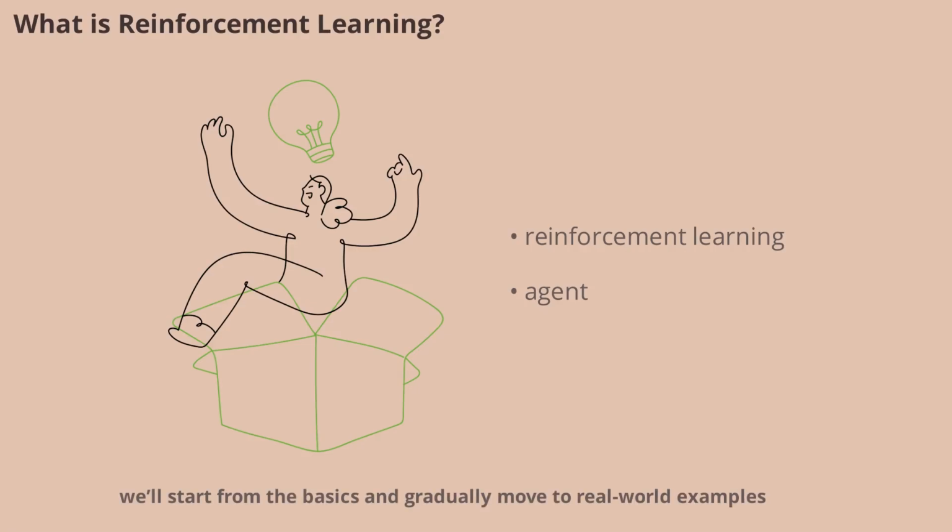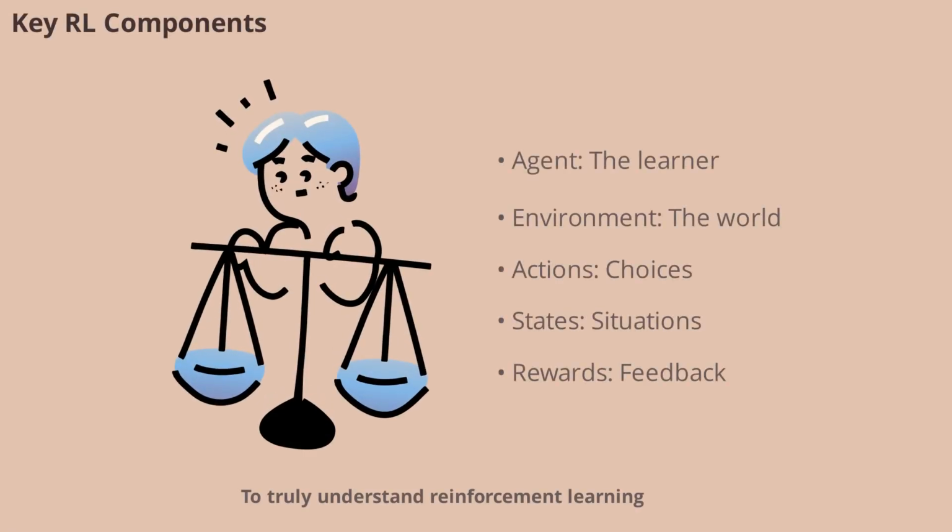In this video, we'll start from the basics and gradually move to real-world examples, ensuring you understand each step along the way. Let's begin by exploring the fundamental concepts that make reinforcement learning unique. To truly understand reinforcement learning, it's important to know its main components. At the heart of RL are the agent, environment, actions, states, and rewards. The agent is the learner or decision maker, while the environment is everything the agent interacts with. Actions are the choices the agent can make, states represent the current situation, and rewards are the feedback signals.